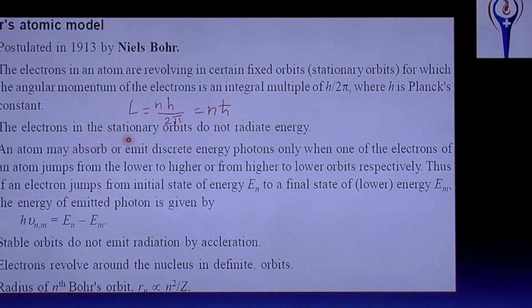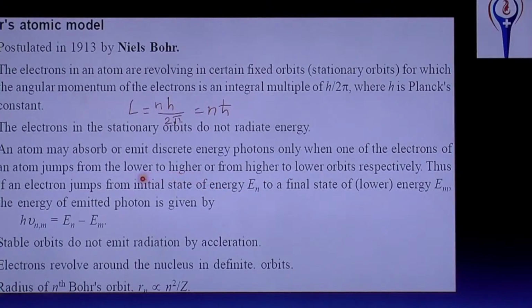And the electrons in the stationary orbit do not radiate energy. That's why we call it a stationary orbit. It does not radiate energy. And an atom may absorb or emit a discrete energy of a photon only when one of the electrons of the atom jumps from a lower orbit to a higher orbit or from a higher to a lower orbit.